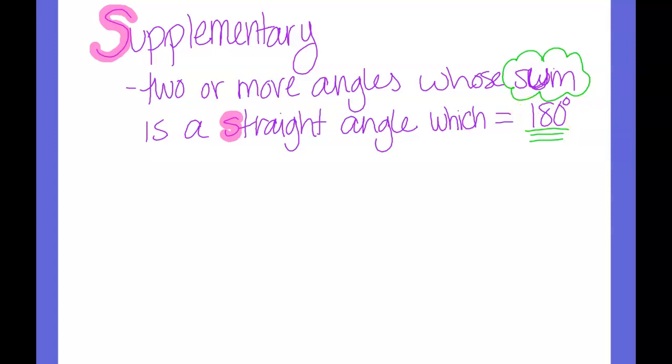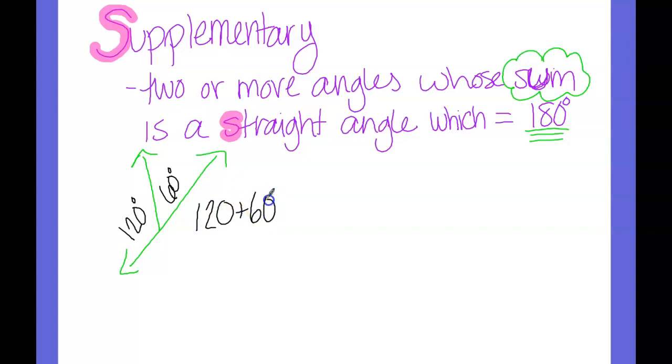Okay. Again, I'm going to have two pictures for you. So the first picture, I'm going to draw a line here. Then I drew a line going out. My first angle measures 120. The other angle measures 60. Sorry, more. So 120 plus 60 equals what? 180.